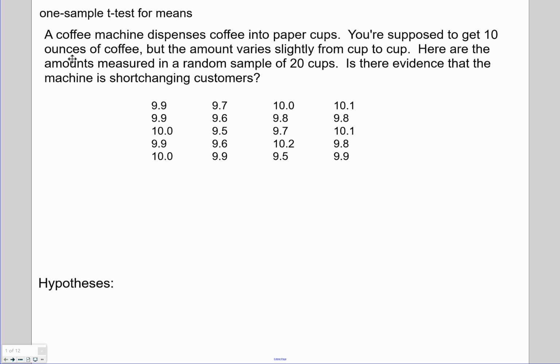Coffee machine dispenses coffee into paper cups. It's supposed to get 10 ounces of coffee, but the amount varies slightly from cup to cup. Here are the amounts measured in a random sample of cups. Is there evidence that the machine is shortchanging?